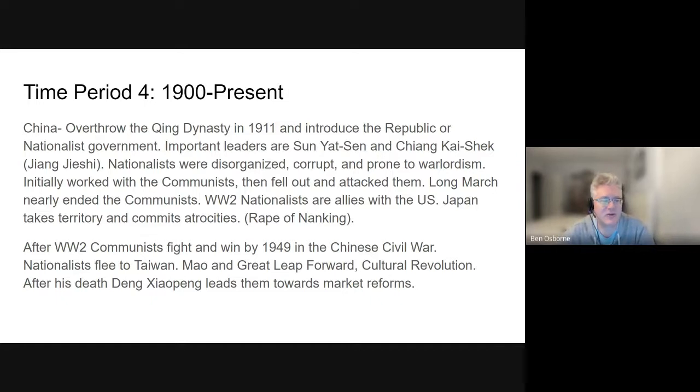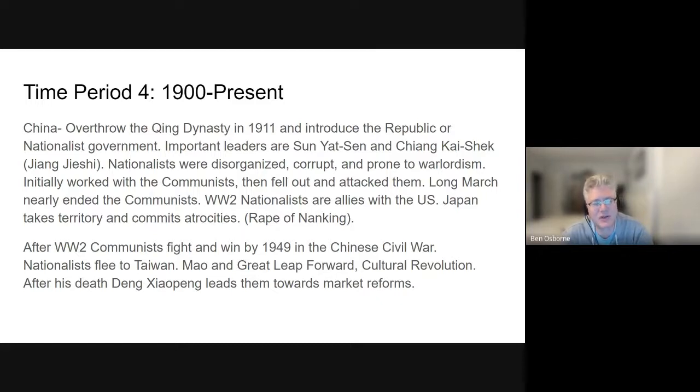Japan will take territory and will commit a number of atrocities throughout China. One of these, of course, the most famous of which is the Rape of Nanking, where I think it's like 300,000 people are killed in brutal ways, beheadings and things. There's some indication of chemical warfare and medical experiments. It's very much like Germany, except that we kind of covered it up a little bit because the Japanese are our allies after World War II.